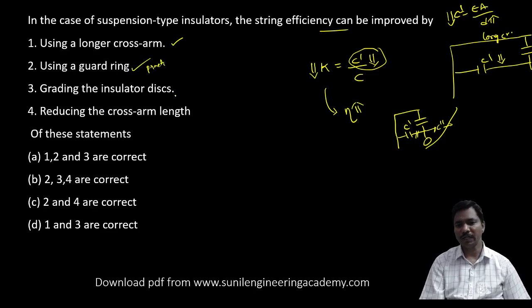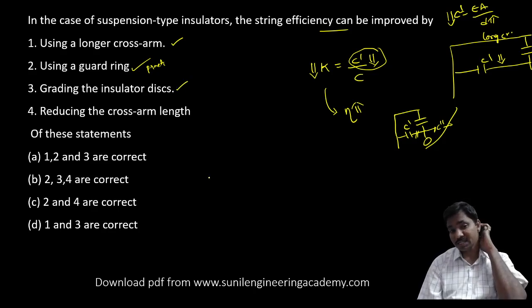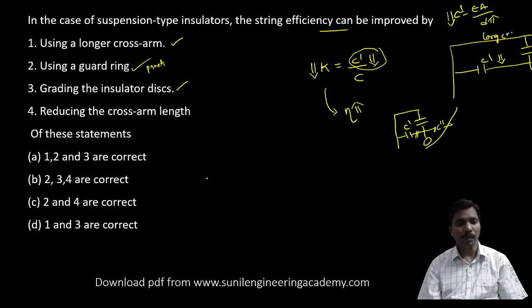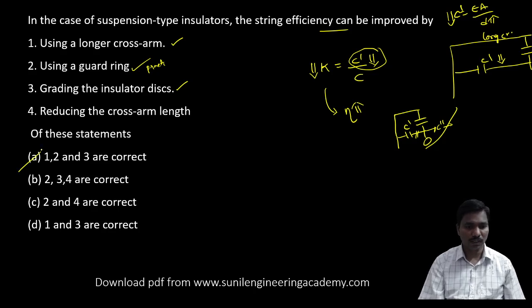And grading of insulator discs. If we maintain different capacitances, then also we can get equal amounts of voltages. Whenever we get equal voltages, then also efficiency will be improved. So 1, 2, 3. So the answer is option A. Okay, by reducing the cross arm length, we decrease the efficiency, not increase. Okay, so the answer is option A.